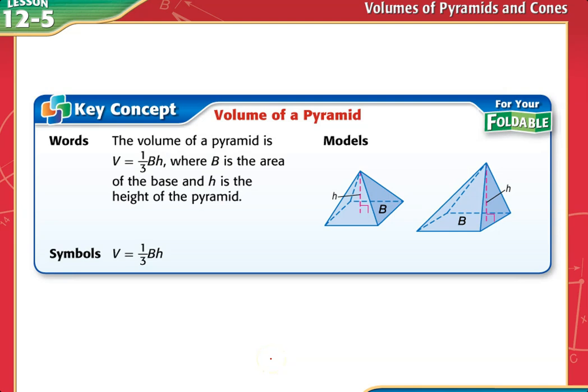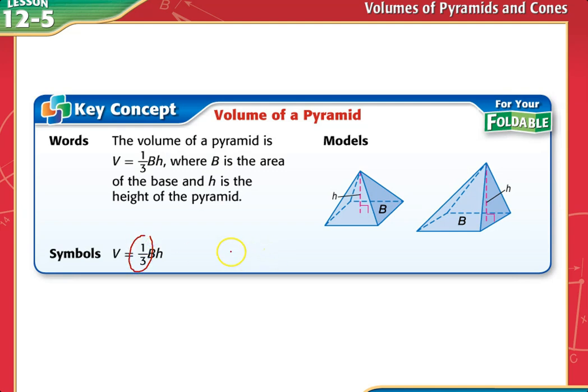Hey geometry students, we're in lesson 12-5 and here we're finding the volume of a pyramid. Now, basically this is similar to the prism from the last section. The difference is we have this extra little multiplier out here called 1/3.